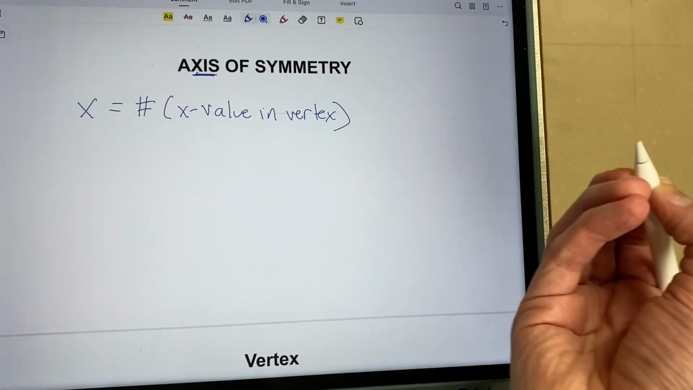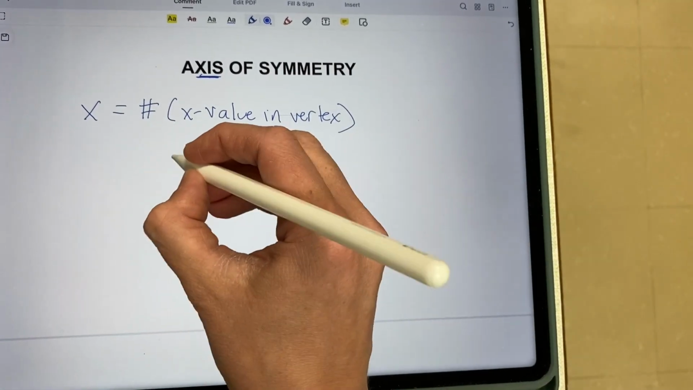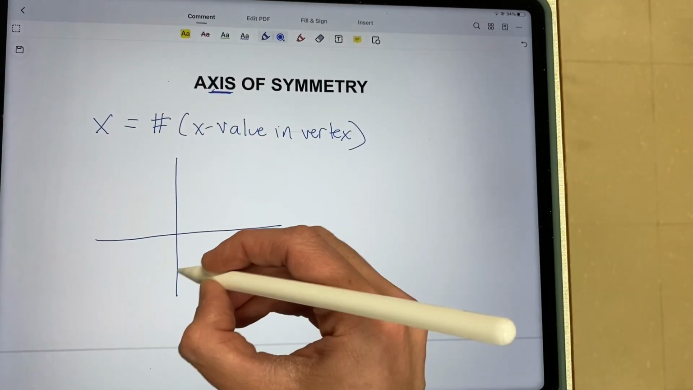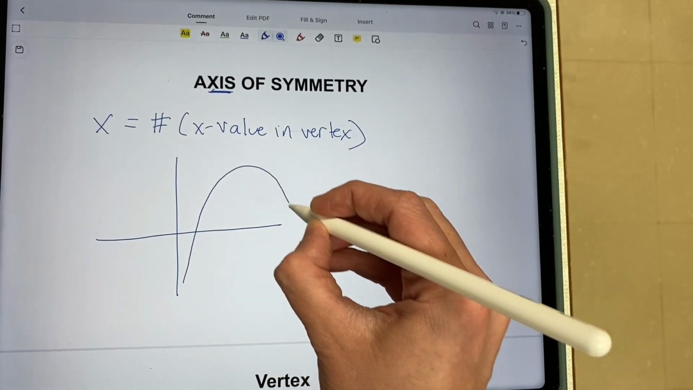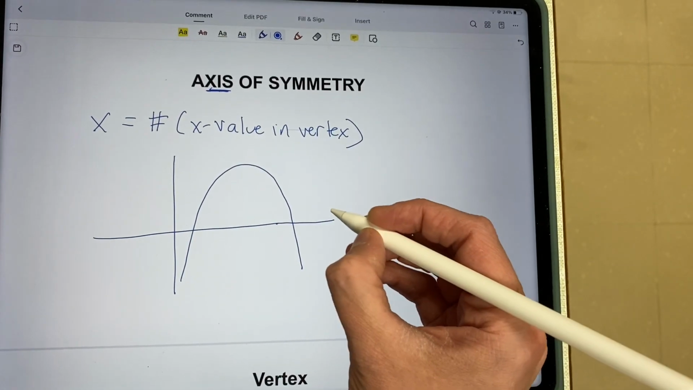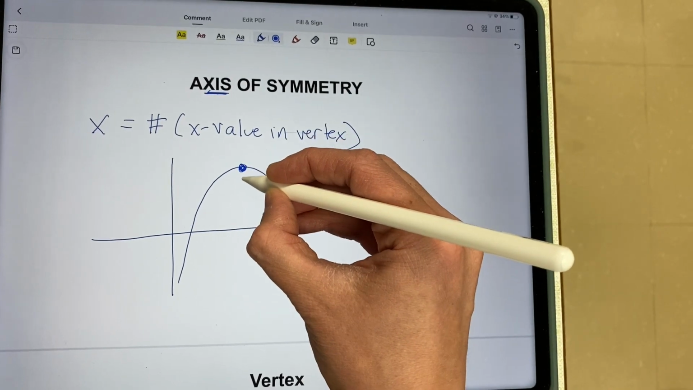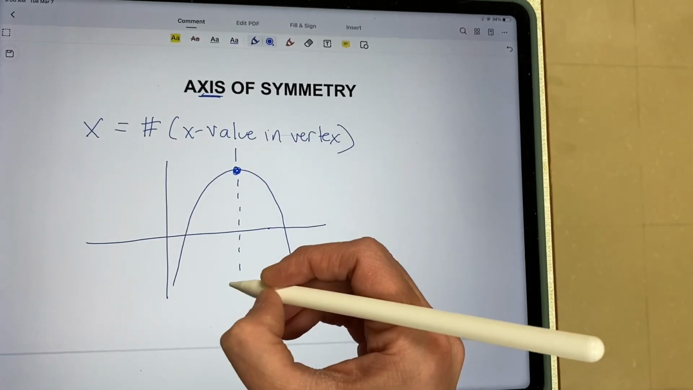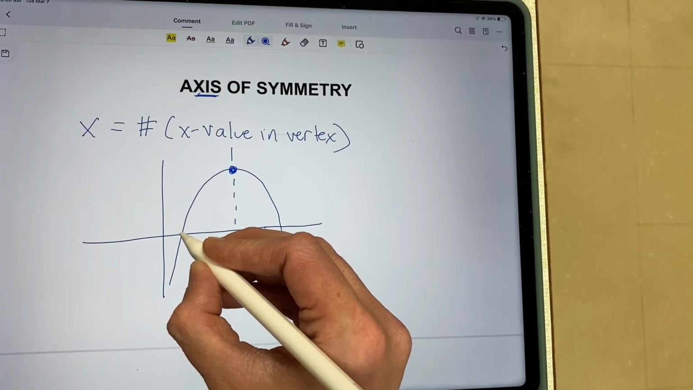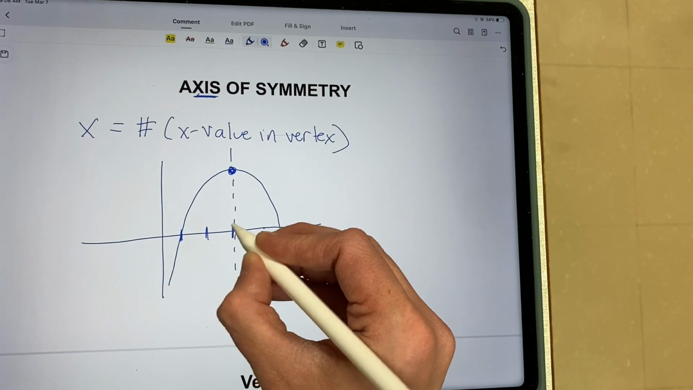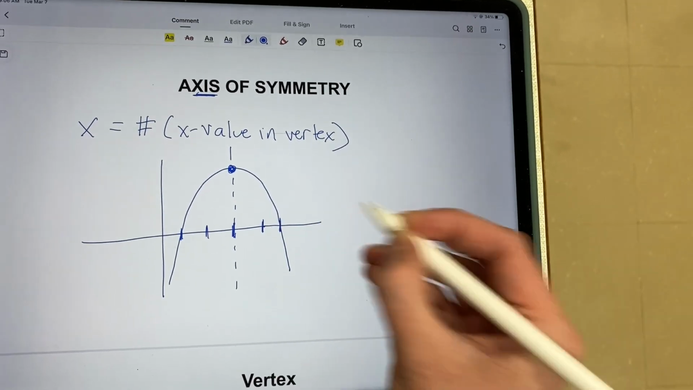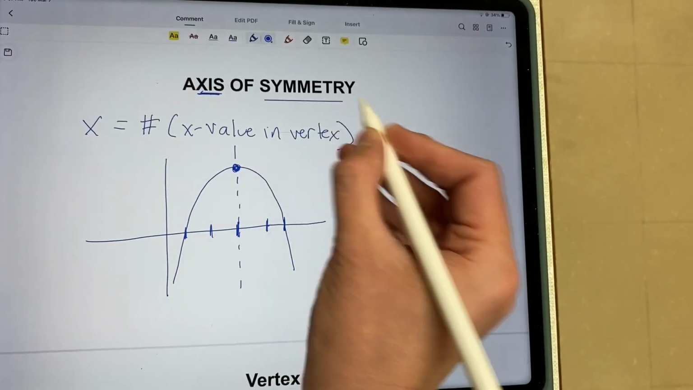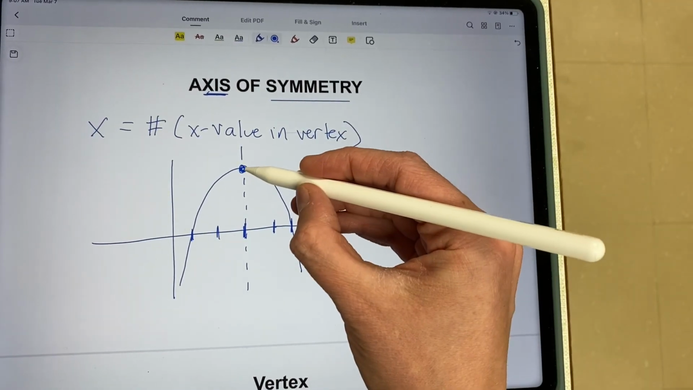So what does it look like? You guys should know by now what it looks like. If we have a graph, here's our vertex. It will go straight down through the x-axis. It is a dashed line. Let's pretend that this was 1, this is 2, this is 3, this is 4, this is 5. Again, it is symmetric, so it cuts the graph in half. It's the halfway point.